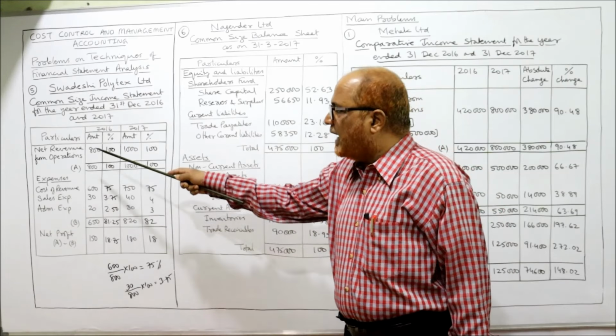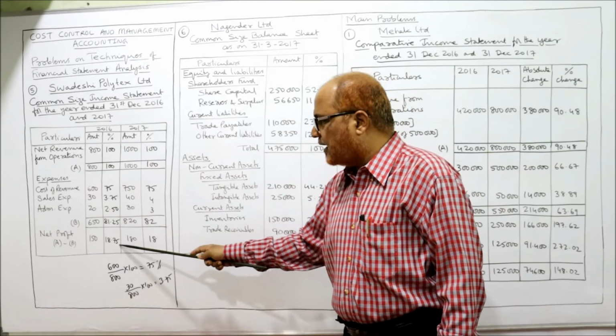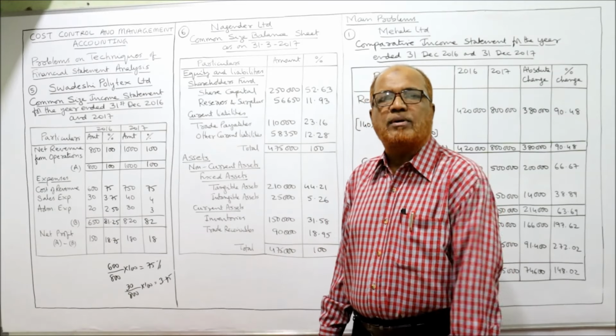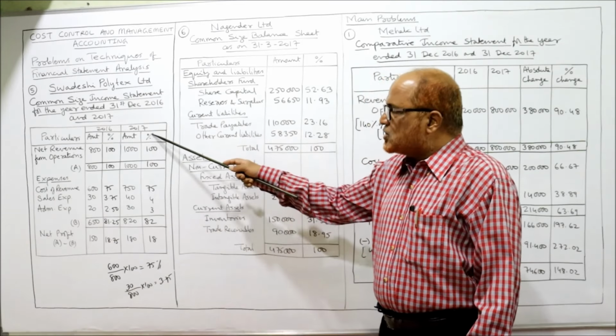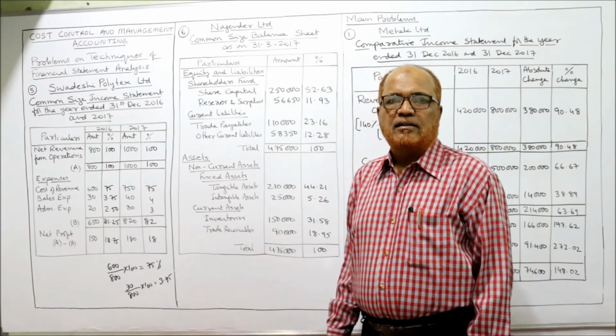150 divided by 800 into 100. You will get 18.75. That's all. This is common size. Same procedure we apply for 2017.